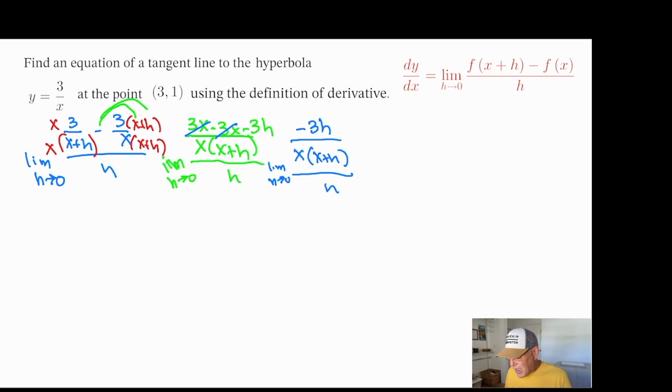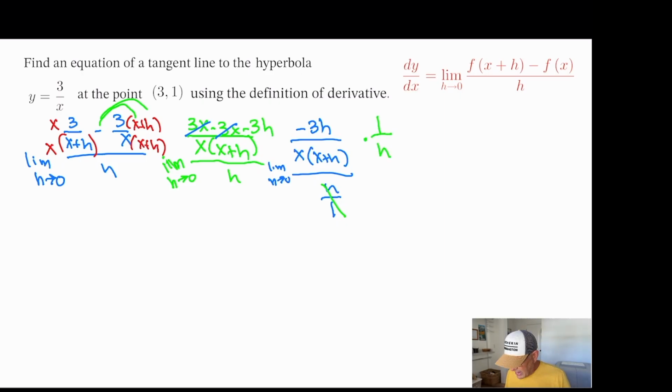Okay, now this h right here, I can rewrite that as h over 1. And I want to do that because now I have a fraction divided by a fraction, and when you have that, you can multiply by the reciprocal of the denominator. Okay, so let's do that. So I'm going to multiply by the reciprocal right here.